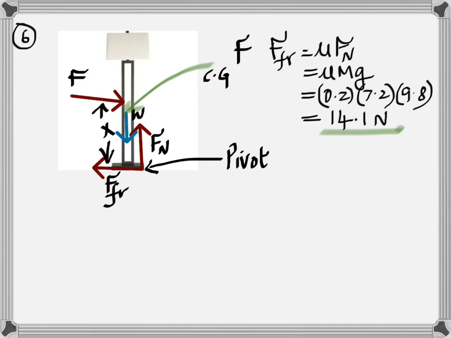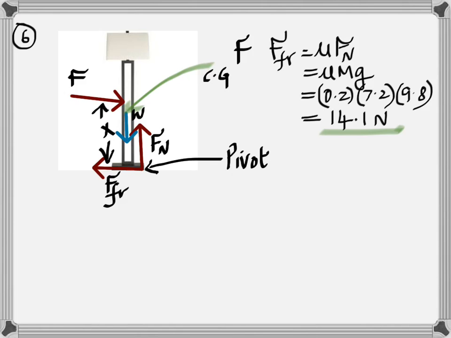Okay, so you're trying to move this obviously to the right side. You're trying to move the lamp to the right side, and that's why friction is acting in the opposite direction. Okay, and then this is the normal reaction there. And then you have the weight of this lamp acting vertically down, and you also have the force, the horizontal push that you're trying to apply to make it move.